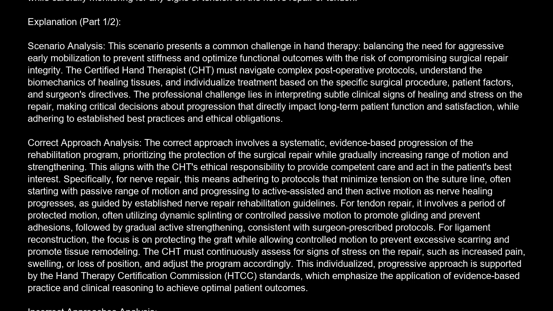This individualized, progressive approach is supported by the Hand Therapy Certification Commission, HTCC standards, which emphasize the application of evidence-based practice and clinical reasoning to achieve optimal patient outcomes.